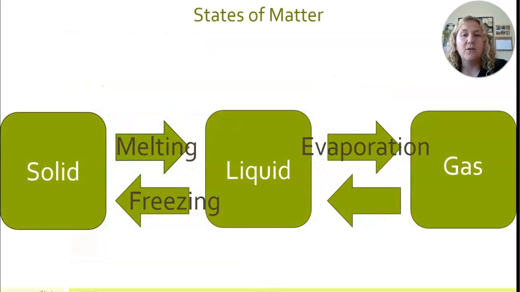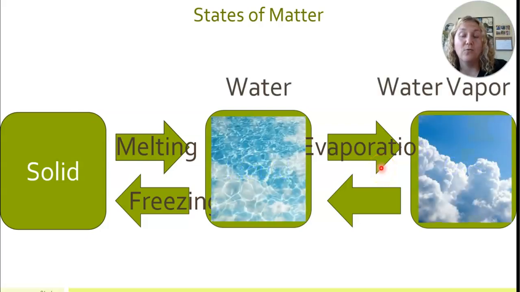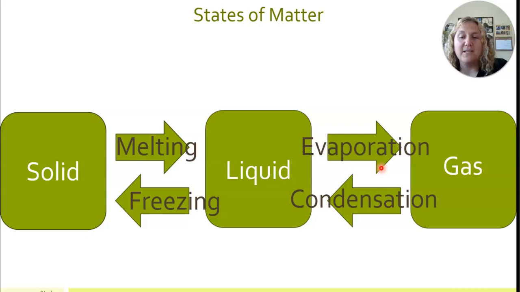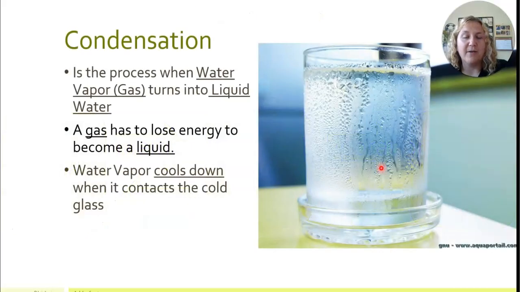Okay. So now we have almost our whole chart filled out. We're just missing one arrow over here. So what is it called when a gas or water vapor goes from gaseous form to a liquid form in the form of water? And that word is condensation. So we're going to talk about that a little bit more too. It is the process when water vapor or gas turns into liquid water. And so gas will have to lose energy to become a liquid.